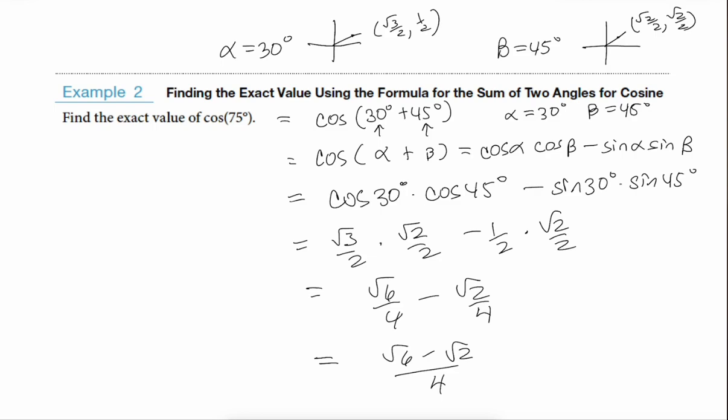Okay, so what this does, that word exact value means you're not allowed to use a calculator. The only method you can use are the points that we learned on the unit circle. Any questions about example 2? Okay.